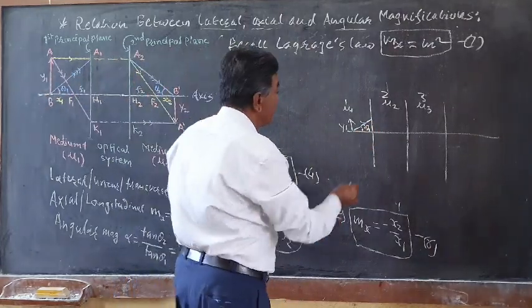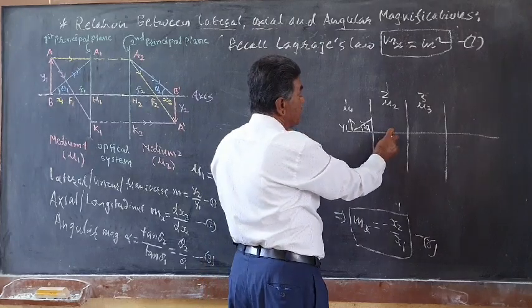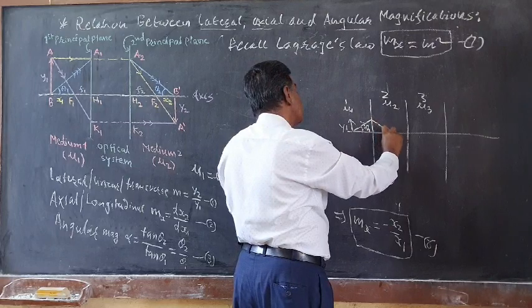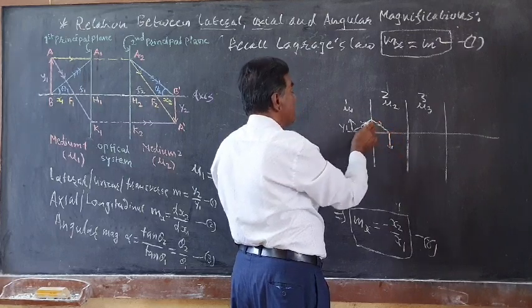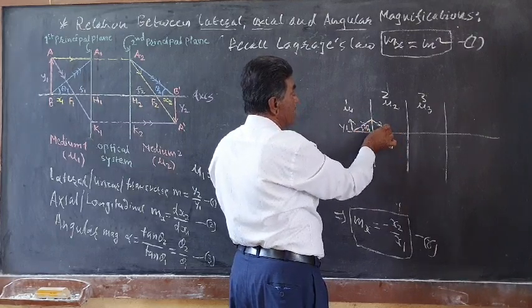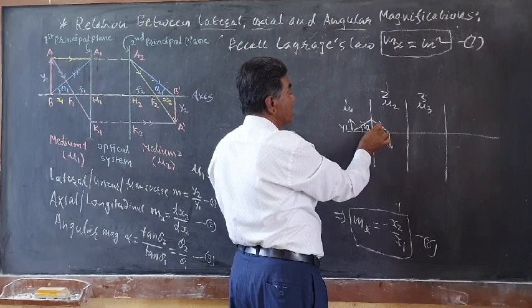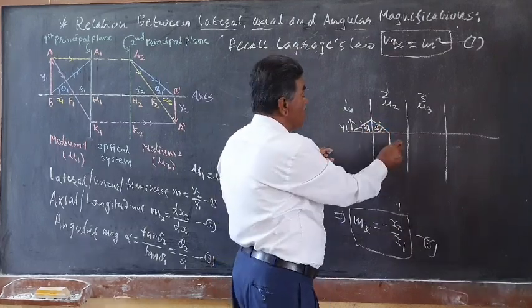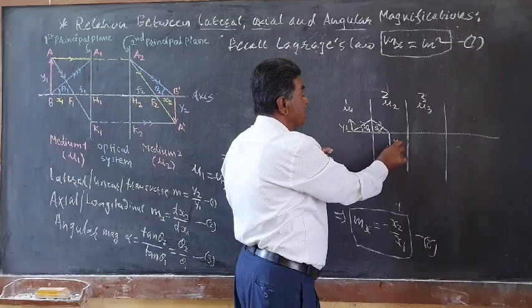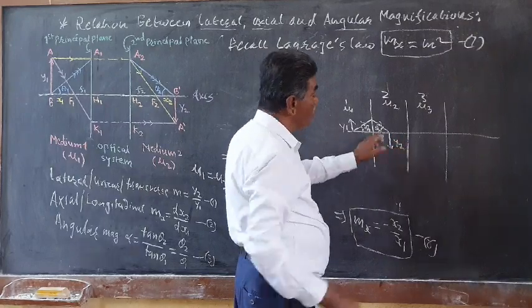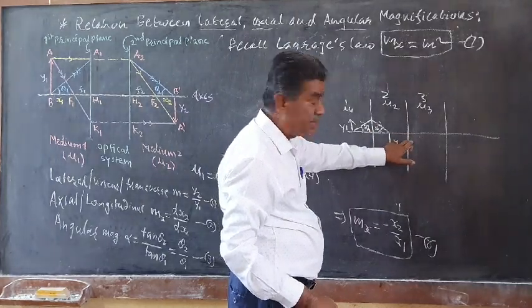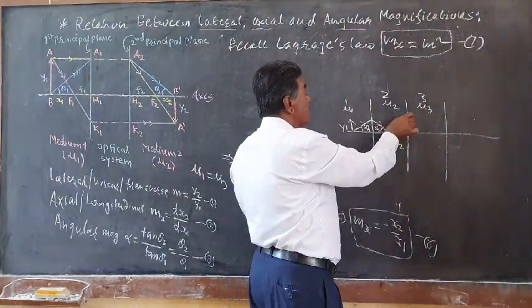For the image side, suppose we are getting an image somewhere like this. We can draw this emergent ray, or the refracted ray, for the first system. This angle is theta2, and y2 is the height of the image for the first system. This image can act as an object for the next system. So we can draw it like this.